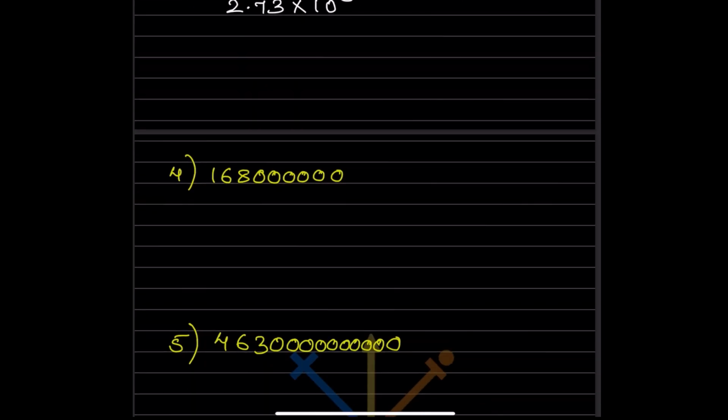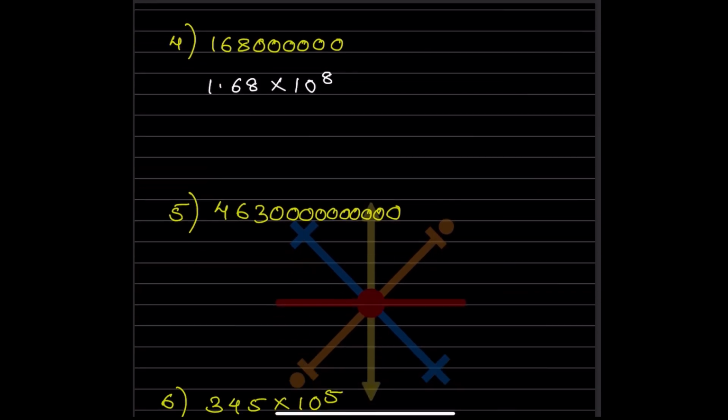Now here again, if you put a decimal over here, 1 2 3 4 5 6 7 and 8, so we write 1.68, because the rest are all 0, into 10 raised to 8. Now here, if you put a decimal over here, 1 2 3 4 5 6 7 8 9 10 11 and 12, so we write 4.63 into 10 raised to 12.